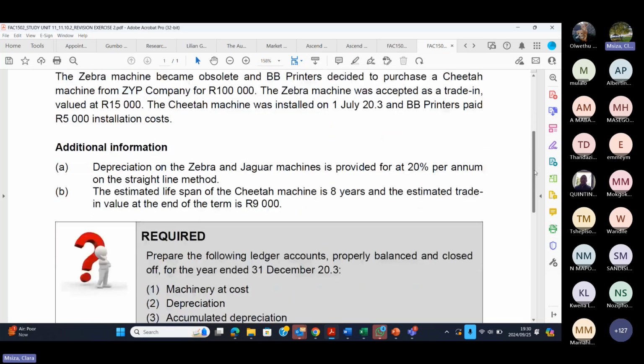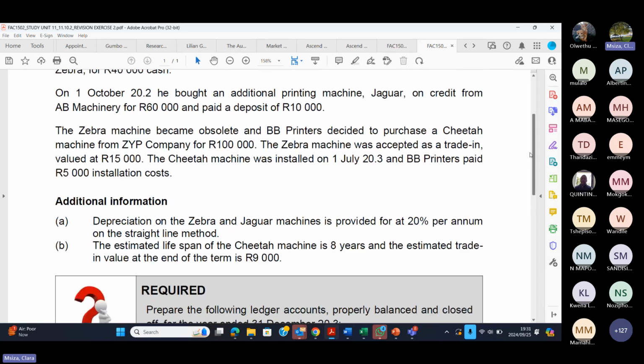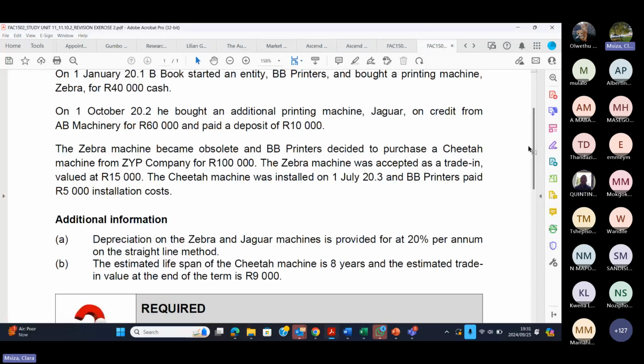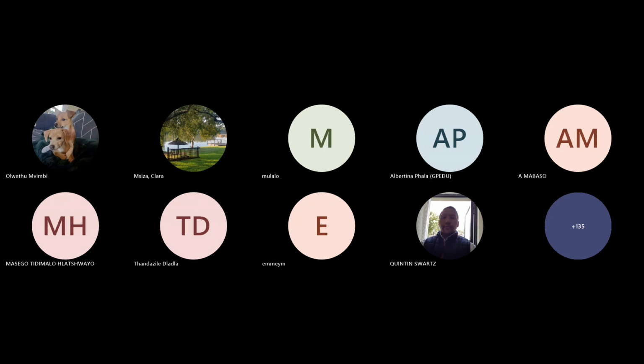So you'll get depreciation for 20.3, accumulated depreciation for 20.3, and carrying amount for 20.3. We know the cost price is 60,000 already. So now we are on Jaqua machinery.